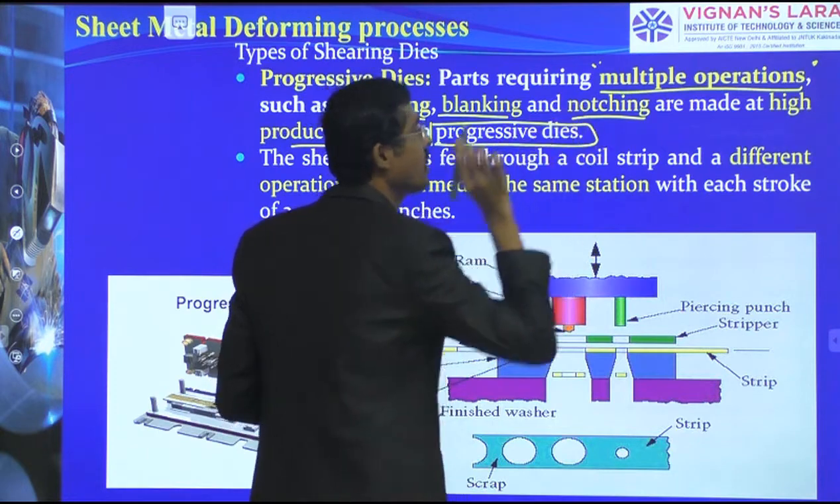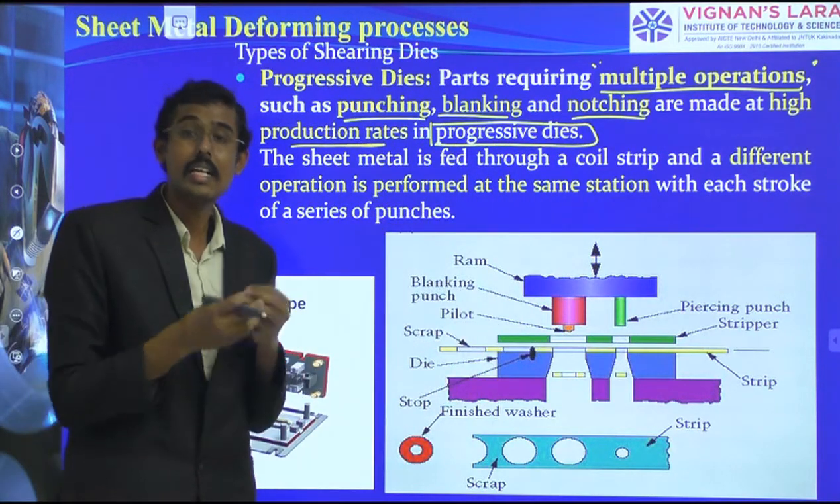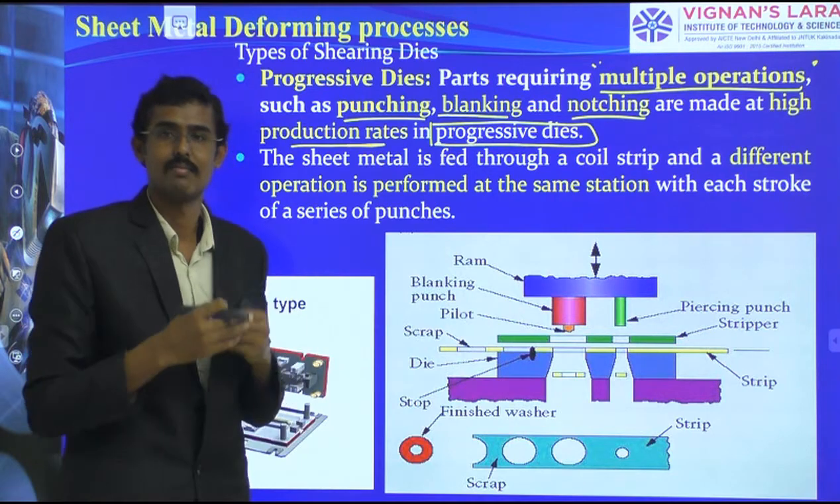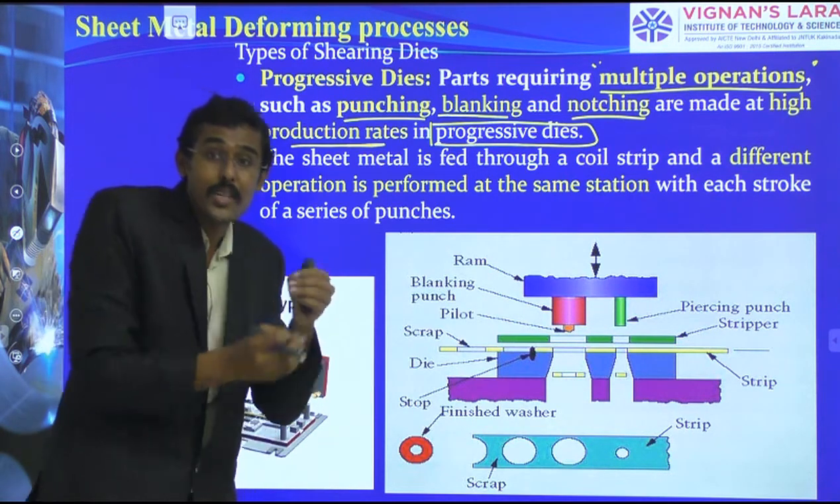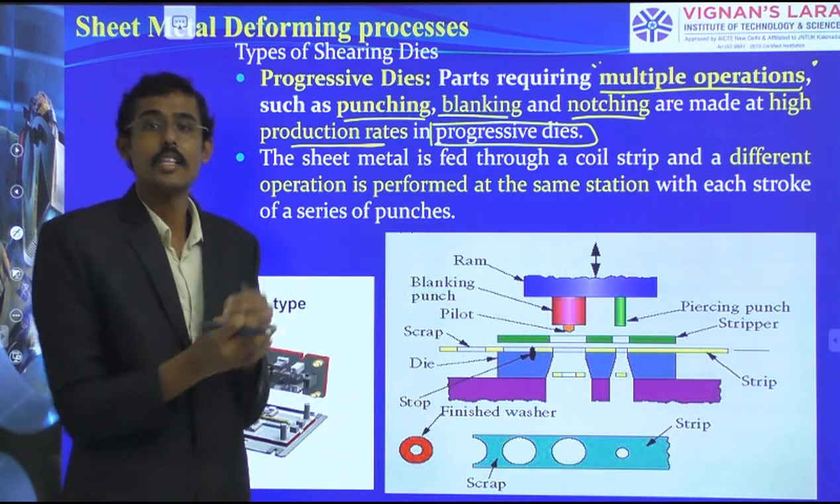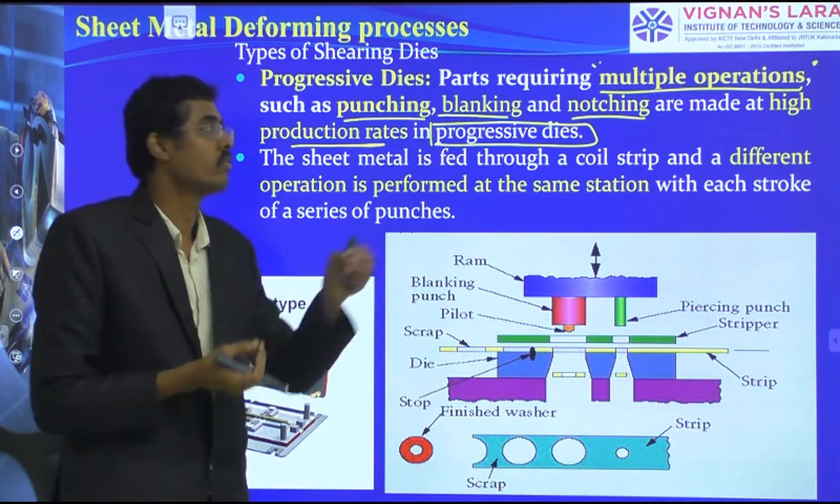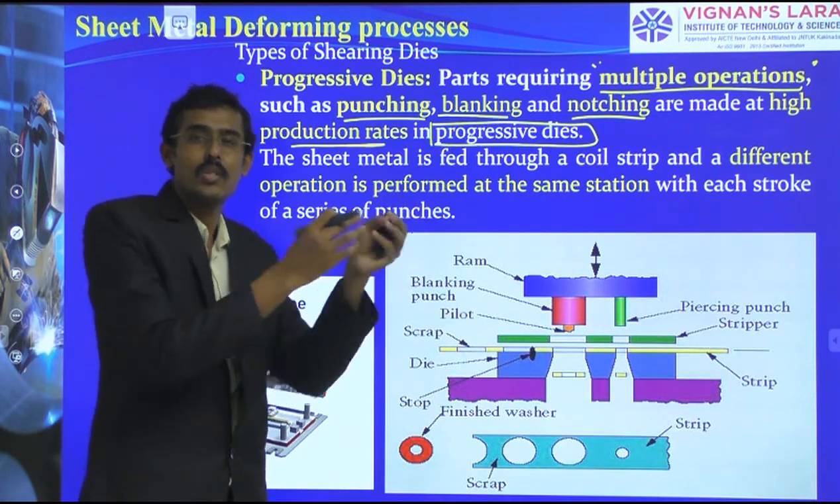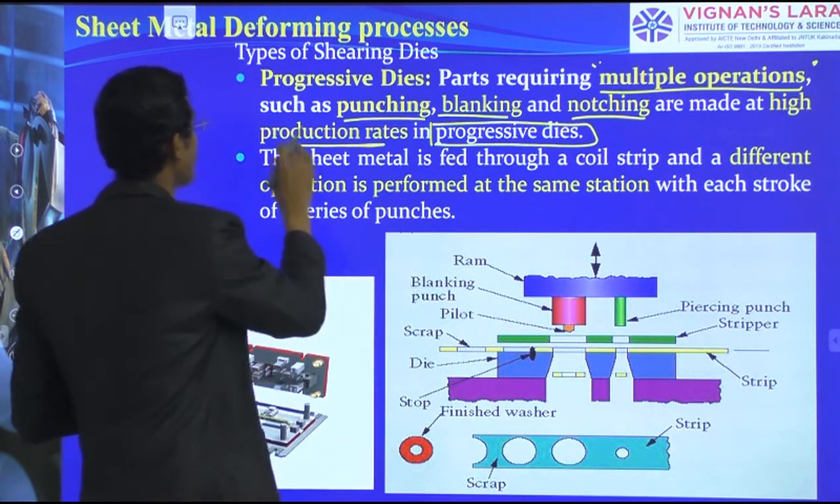Multiple operations are done. Progressive means we are processing more. Multiple operations are done at one station. A single setup, single die, single punch, but operations multiplied. Not a single operation for a single die. It is progressing too. Punching and blanking are done. Therefore, we are naming this a progressive die, where we are doing multiple operations at a high production rate.